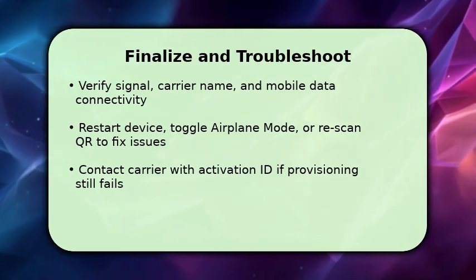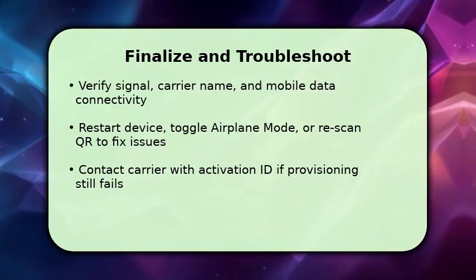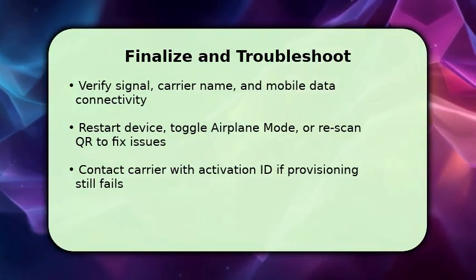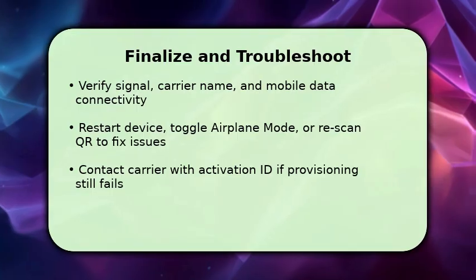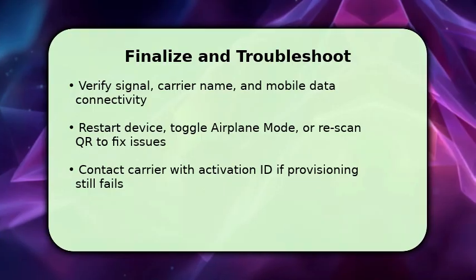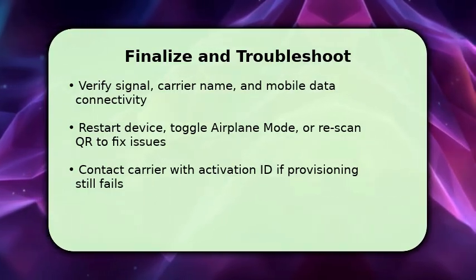Look for carrier name, signal bars, and test mobile data and calls. If it doesn't register, restart the Reno 12 5G, toggle airplane mode on and off, or remove and re-add the eSIM profile. If problems persist, rescan the QR or call your carrier with the activation ID. They can push the profile server side.